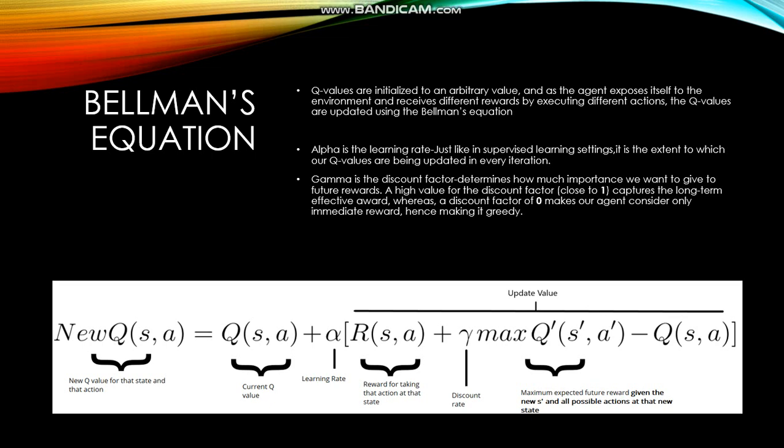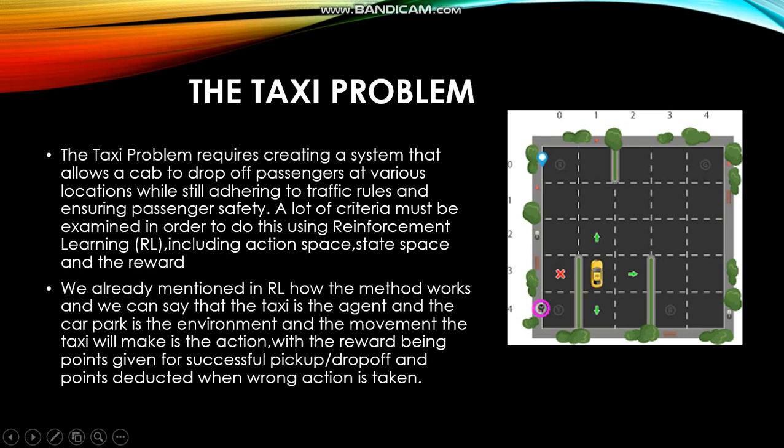So we have the alpha, which is the learning rate, and it is the extent to which our Q values are being updated in every iteration. And then we have the gamma, which is the discount rate or the discount factor, and it determines how much importance we want to give to the future rewards. So we can see the equation in full here. It's well explained, and we'll look at it more.